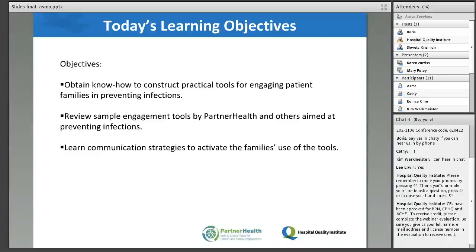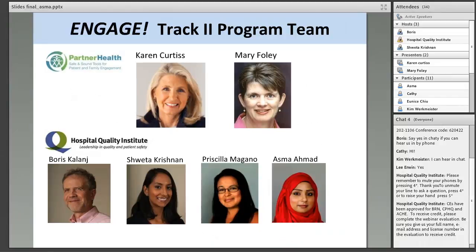And the objectives for today are to obtain know-how so that you can feel confident about constructing practical tools for engaging patients and families in infections, to review sample engagement tools that Karen and Mary are going to offer you, as well as others, and to have some discussion about communication strategies that can activate the family's actual use of the tools that you may be designing.